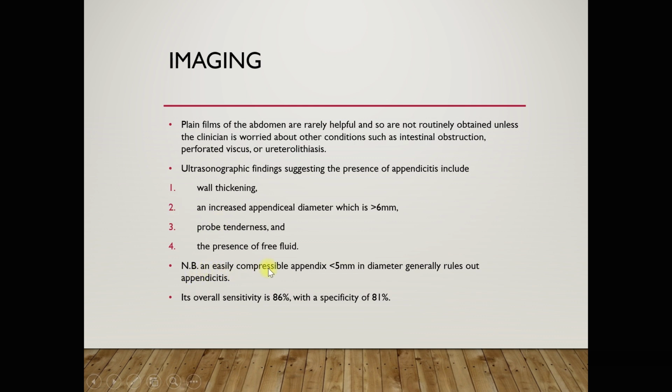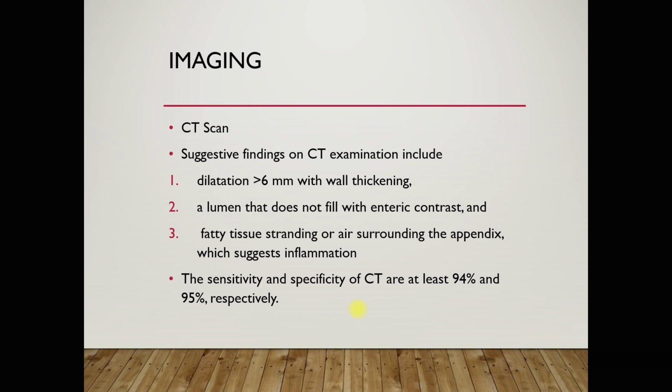Note that an easily compressible appendix less than 5 millimeters in diameter generally rules out appendicitis. So we have to perform other investigation modalities and suspect other differential diagnoses. The overall sensitivity is 86% with specificity of 81%. Generally, ultrasound and CT scan have good specificity and sensitivity for the diagnosis of appendicitis.